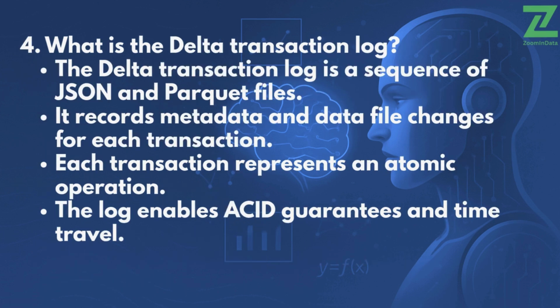What is the Delta transaction log? The Delta transaction log is a sequence of JSON and Parquet files. It records metadata and data file changes for each transaction. Each transaction represents an atomic operation. The log enables ACID guarantees and time travel.